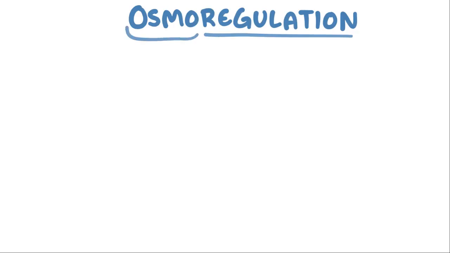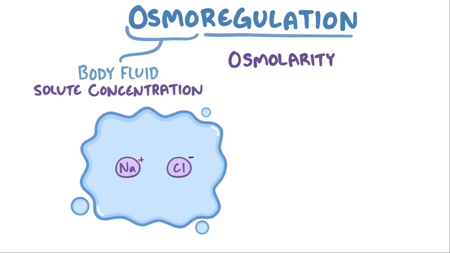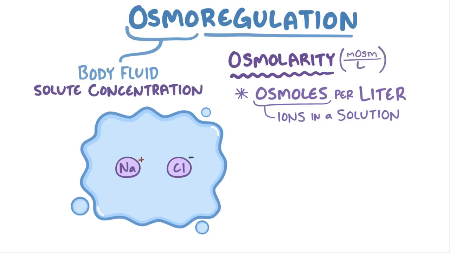Osmoregulation refers to the regulation of body fluid solute concentrations. Solute concentrations are measured in osmolarity, usually milliosmoles per liter, which is the number of osmoles within a liter of solution. Now remember that an osmol refers to the individual ions within a solution.